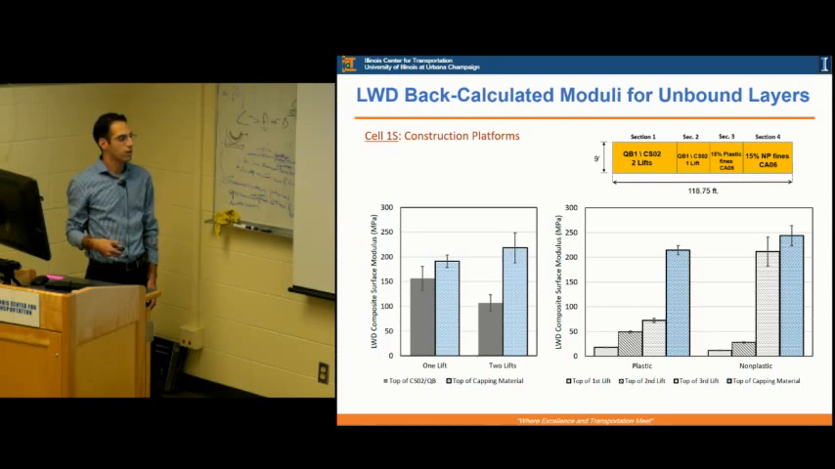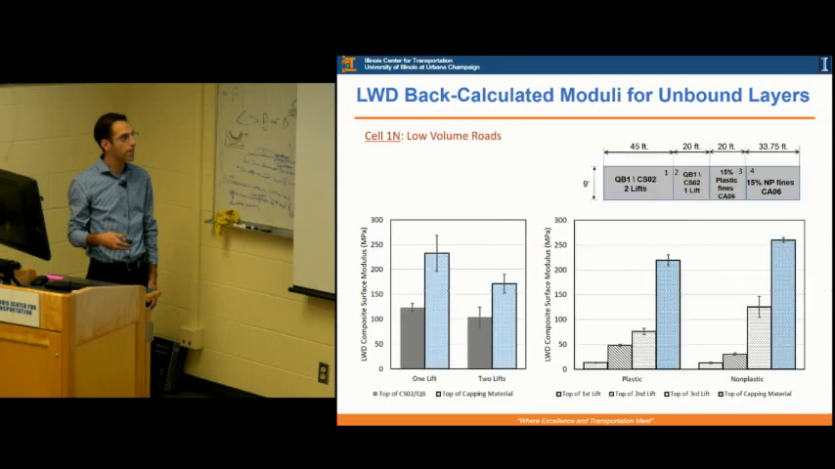And these are the plastic fines and non-plastic fines sections built in 3 different lifts and then capped with the material. One thing to notice here is that in most of the sections, the final modulus was around the same, like around 200 megapascal plus or minus some variations. The same thing for the low volume roads, except that in the 2 lifts one, we had a slightly lower modulus, but eventually they were in the same range almost for all the different sections.